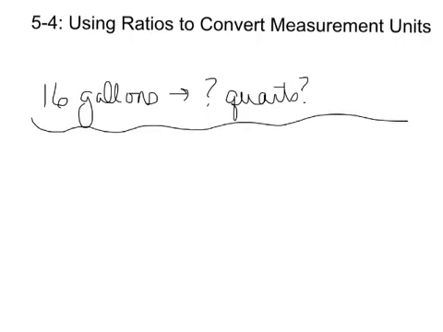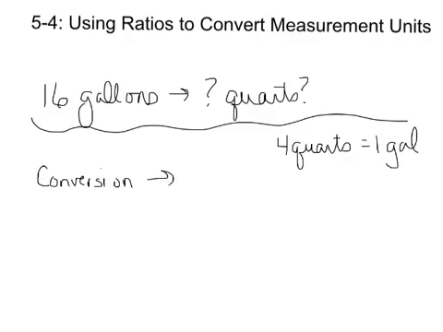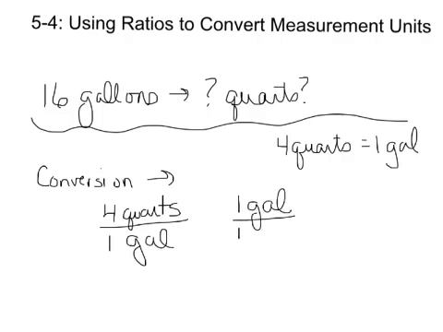So what I would need to know is that there are 4 quarts in a gallon. So if I have 2 equal measurements, my conversion factor will be written as 4 quarts over 1 gallon, or I could also write it as 1 gallon over 4 quarts.